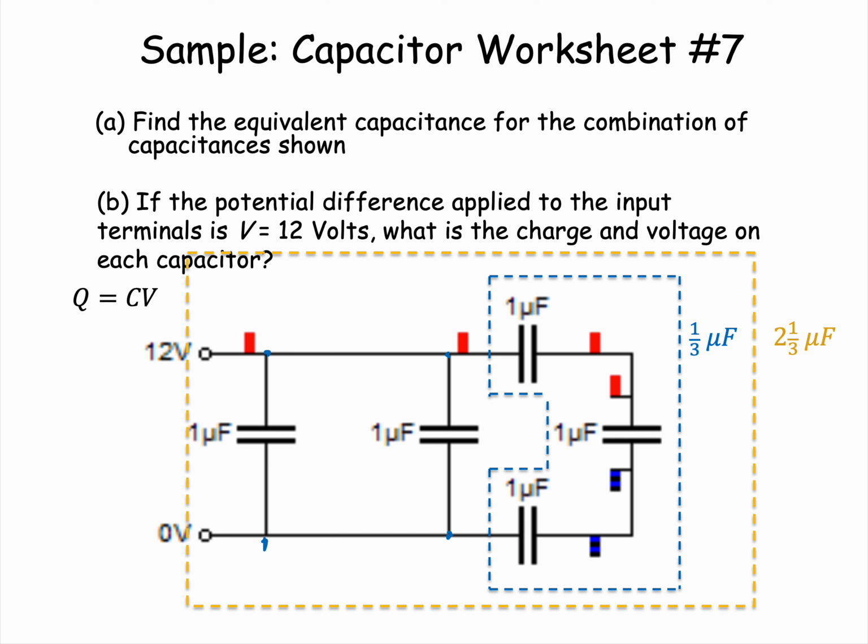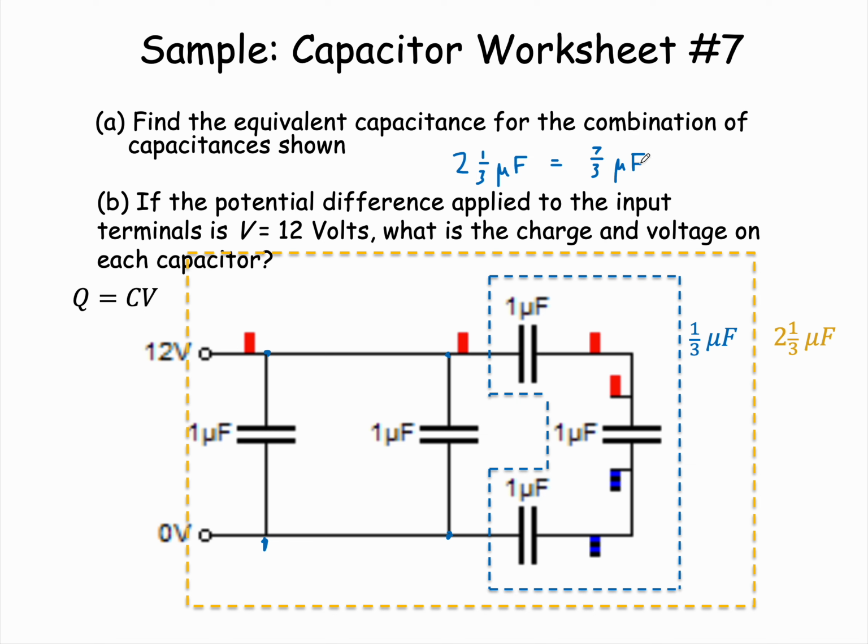So what's the total equivalent capacitance? Answer is it's 2 1/3 microfarads. And yes, you could also write that as 7/3. I guess I'll do that. Microfarads.